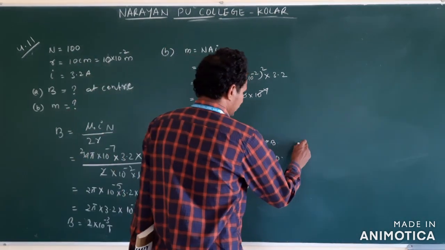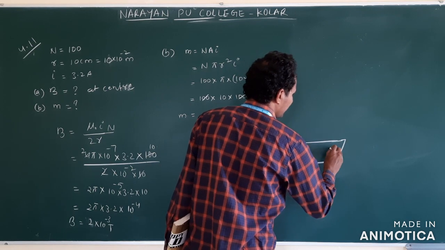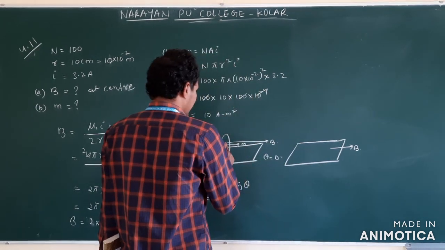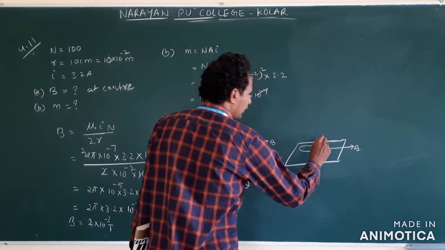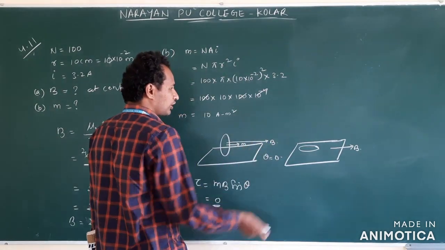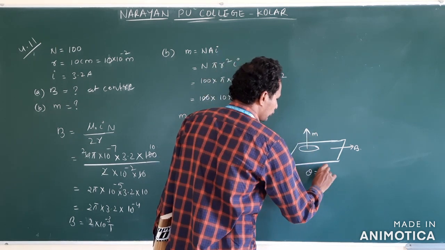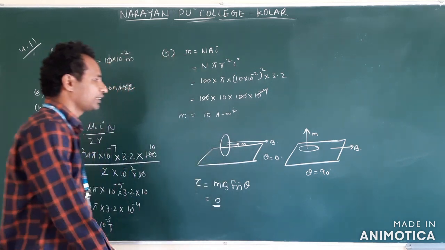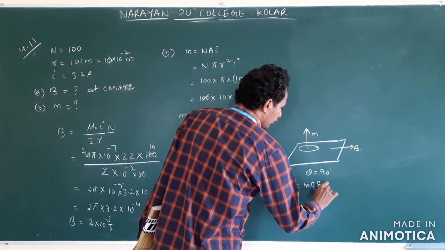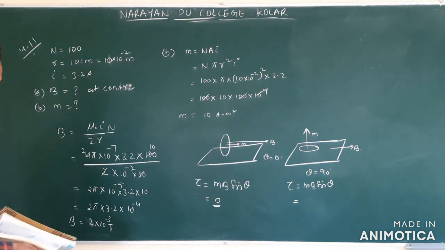Second situation, the same plane. The field they mentioned, they did not change. B's direction is this one. This coil rotates like this, 90 degrees. Initially vertical, now it has turned 90 degrees. The magnetic moment will act like this. Now the angle is equal to 90 degrees. Then tau is equal to mB sin theta. Substitute the m value and b value, we will get the answer.